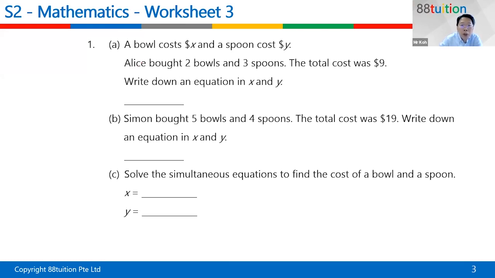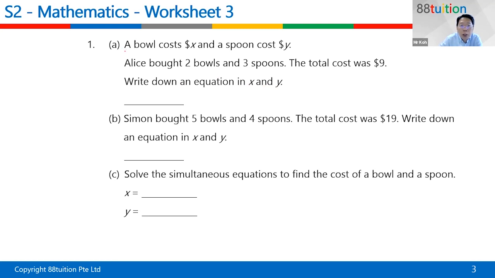Okay, let's look at this question. A bowl costs x dollar and a spoon costs y dollar. Now, Alice bought 2 bowls and 2 spoons. The total cost was $9. Now, write down an equation in x and y.